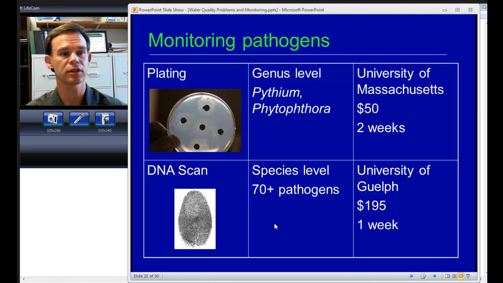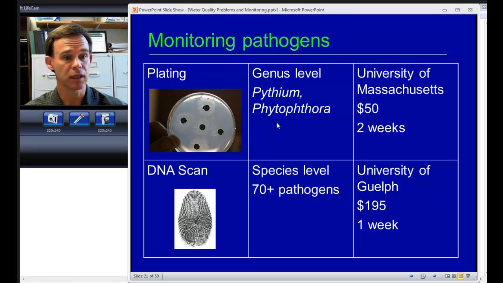So what do you do to sample your water for plant pathogens? There's a couple of options. One is you can send your sample off to a laboratory such as University of Massachusetts. They will bait the water. So these are eucalyptus leaf discs that have been put in your water sample, and the zoospores swim towards those leaf baits, and then they put them onto agar and plate them out and see whether they're going to grow fungal colonies on this particular agar, which is going to be appropriate for the growth of Pythium or Phytophthora.